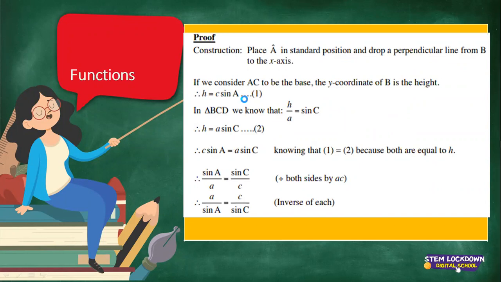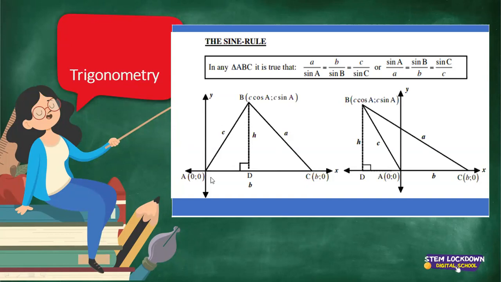So basically, after sketching this and dropping a perpendicular, try to find the value of H. Sine A equals H over c, so H equals c sine A. I hope you do understand that. Because for sine A here, this is angle A, this is opposite, this is adjacent. Sine is opposite over hypotenuse, so sine A equals H over c. So H equals c sine A.